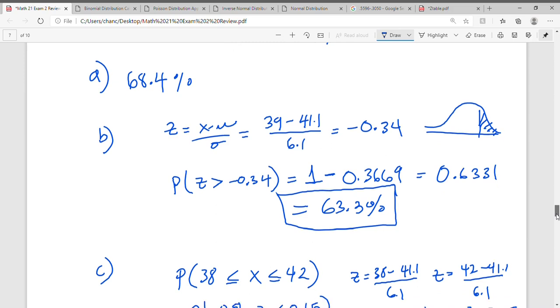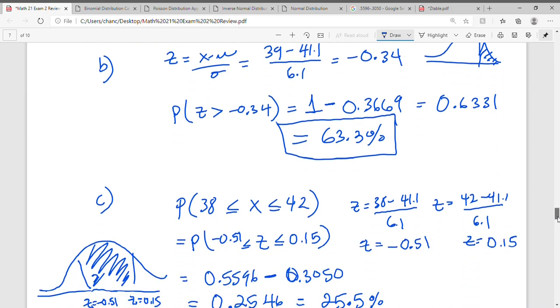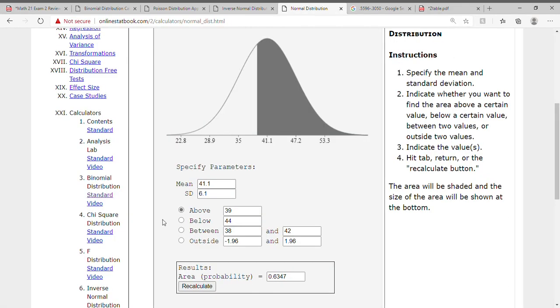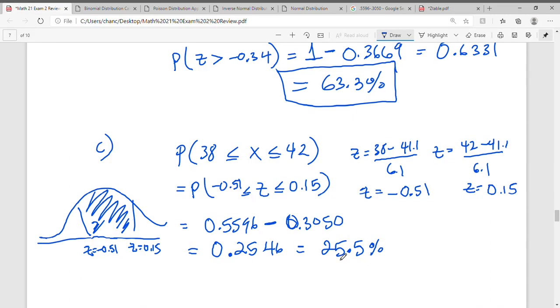For part C, I want to be between 38 and 42. Our answer was 25.5%. Let's check on our statistics calculator. Between 38 and 42, we'll click between, let's say 38 and 42, click recalculate. We had 25.3%, which is pretty darn close. We had 25.5%. Again, the statistics calculator is more accurate because we were forced to round our z-scores to 2 decimal places.